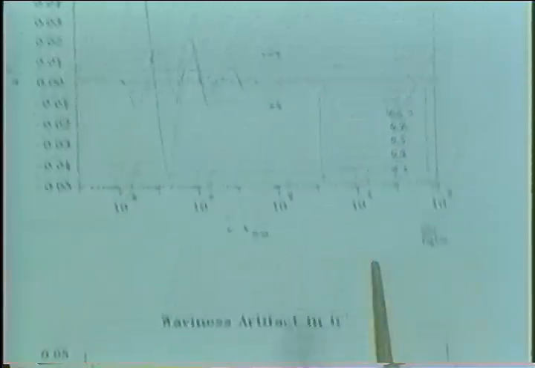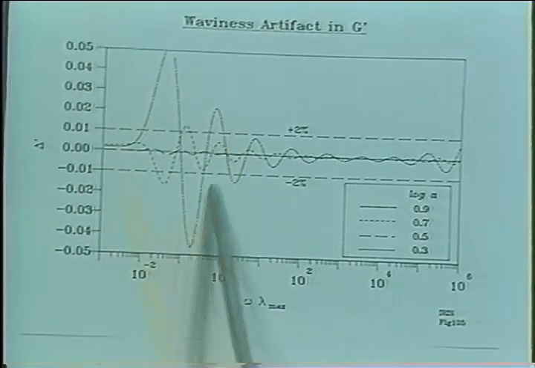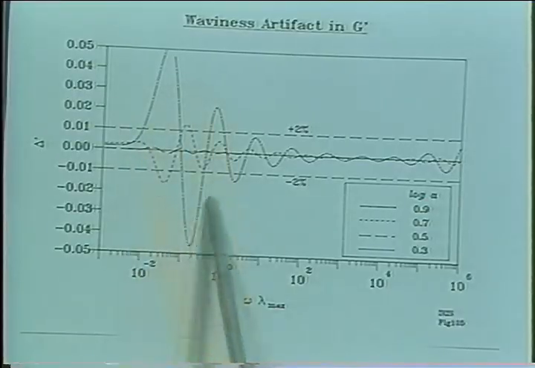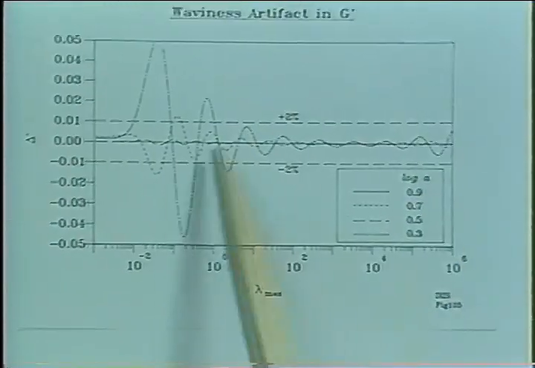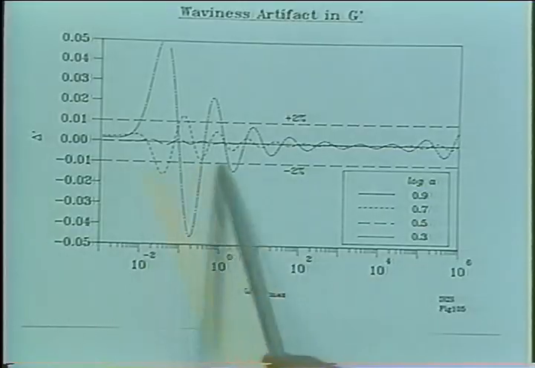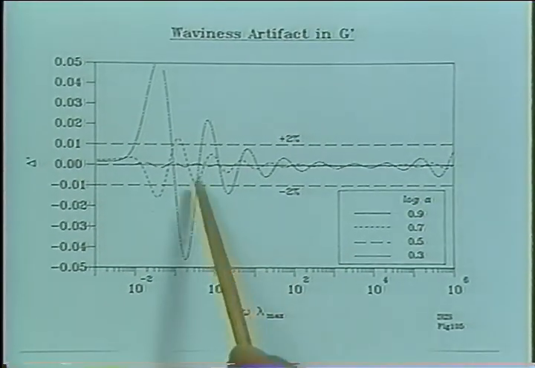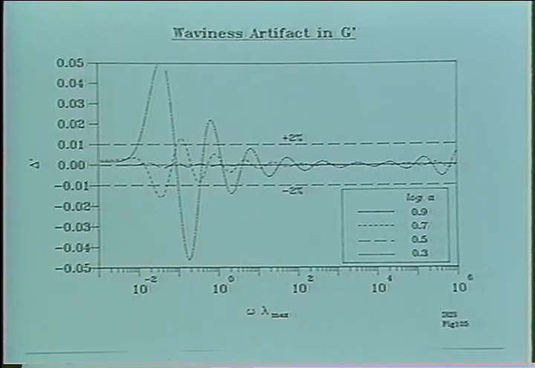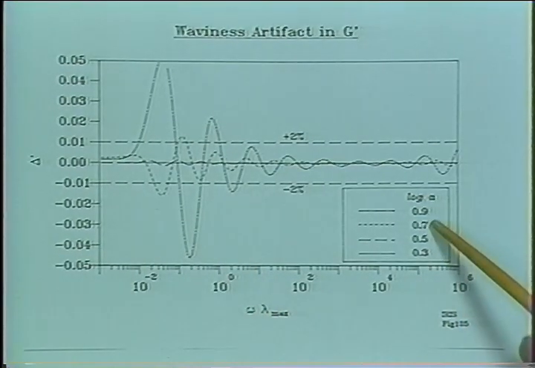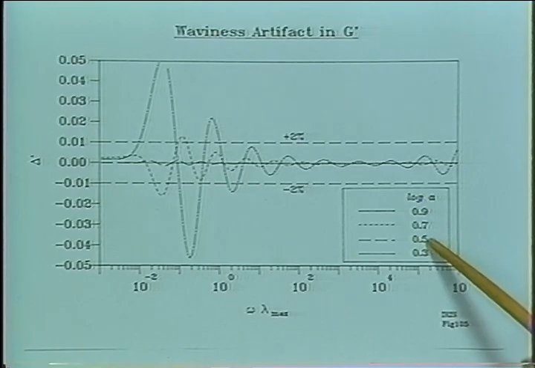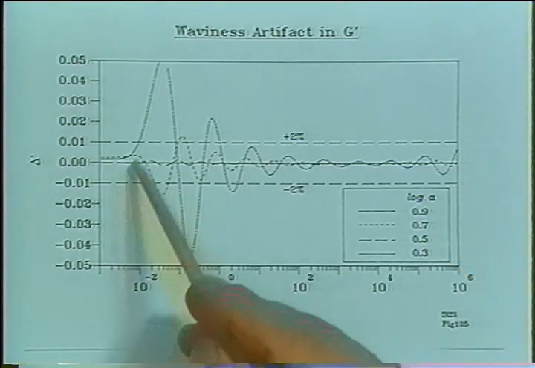And you can see that the artifacts are larger here at low frequencies, and somehow in the transition from the flow to the entanglement regime, the fitting is more affected by the spacing of the relaxation modes. But if the spacing is reasonably small, and that's what we are choosing, the parsimonious model, you have hardly any waviness in the data, and there's no problem.